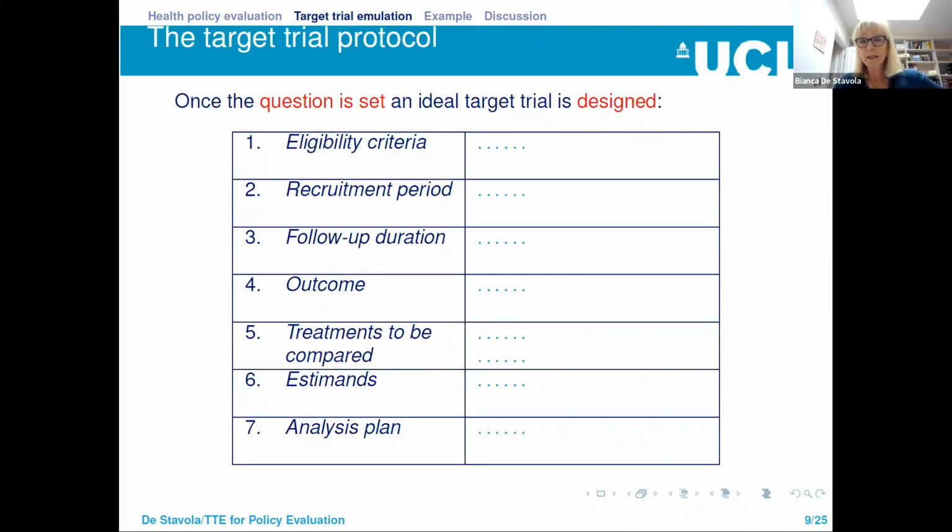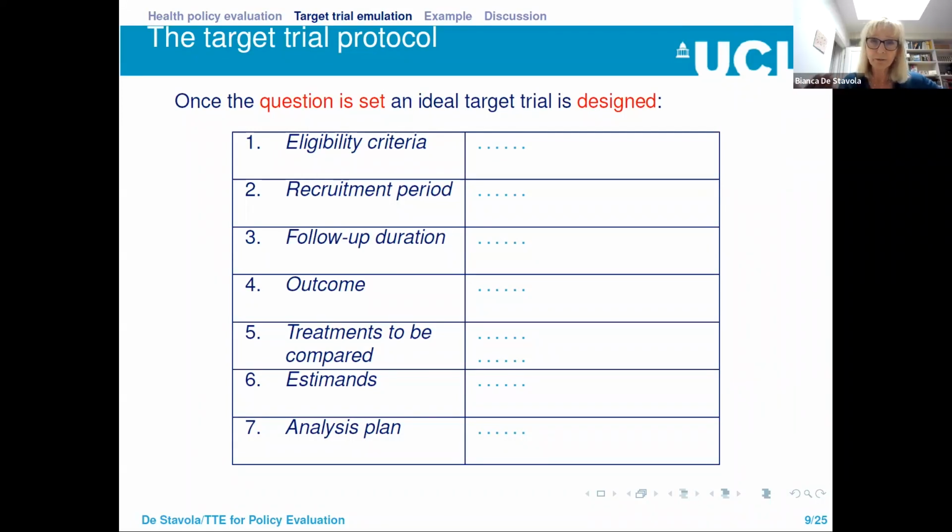So more specifically, when you have the question, you fill in these 7 steps of the protocol of the idealized trial. So this is the ideal trial. And you say who is included, how long you recruit them for, how long you follow them up, what the outcome is, and what levels of treatment or intervention you want to compare. Here I say what is the estimand. The estimand is more of a technical term. I should say the causal contrast of interest.